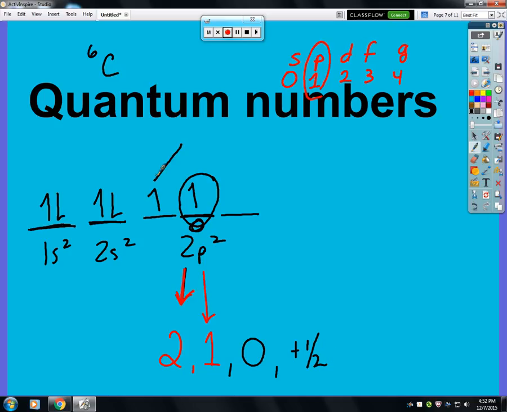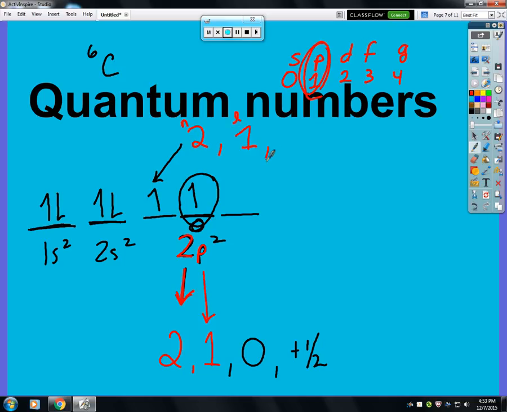What would be the quantum number for this electron? Well, what energy level is it on? It's on the second energy level, isn't it? So the quantum number for this one would be 2. What sublevel is it on? P, so that would be a 1. Right, that's the L number. This is N, this is L.